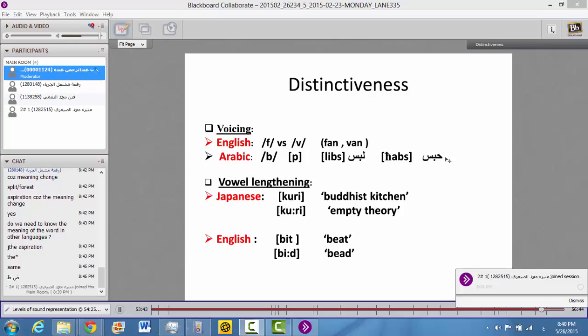Vowel lengthening in Japanese has a distinctive function, whereas in English it's not. When I say beat or bead, I'm not changing the meaning of beat if I lengthen it more. Kuri and kuri, the first one means good description, and the second one means empty theory. So as long as there is a difference in meaning, this means that merely lengthening the O in Japanese helps in producing a new word. So U and the lengthened one are considered phonemes in this language, but not allophones.